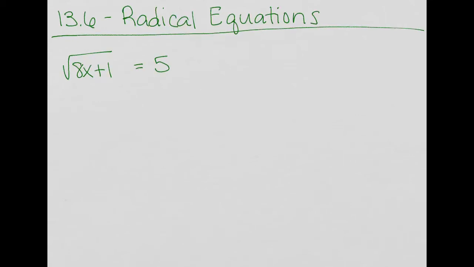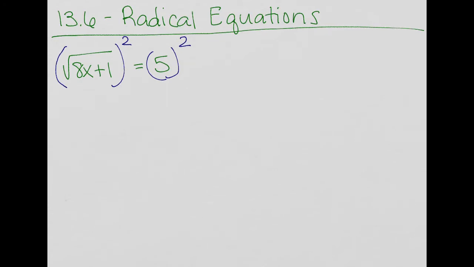Okay, so on this section, we're solving radical equations, and basically what that means is that the variable that you're solving for is going to be under a radical. For instance, on this one we have the 8x plus 1 is under the radical, so we have to get the variable out of the radical. And so if you remember, square roots and squares cancel each other out. So what we can do is, to get this out, we're going to square both sides.